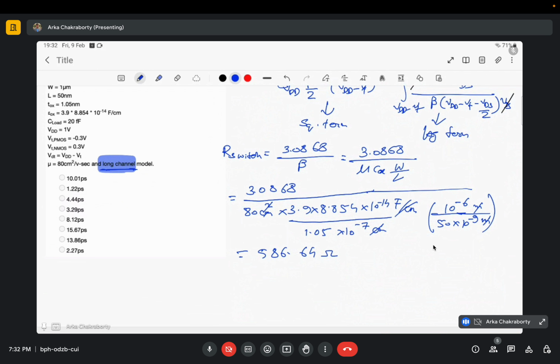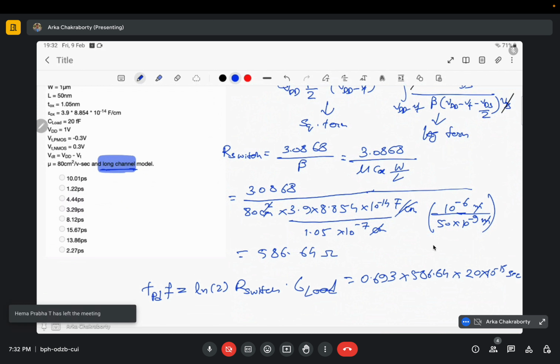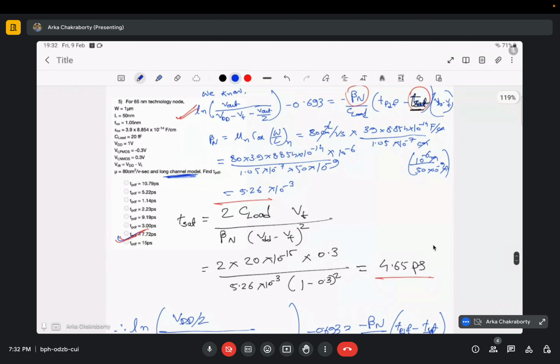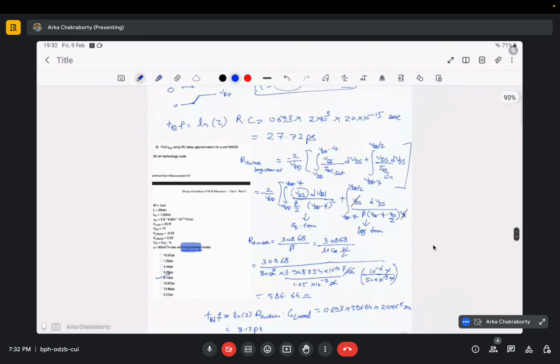So now the propagation delay fall would be ln2 R switch into C load. ln2 is 0.693 times 586.64 into C load, which is 20 femtofarad. So basically it will come as something around 8.13 picosecond. I did the calculation, check it once, it will come like this, and the closest answer is 8.12 picosecond. See, it's very easy. Okay, any question?